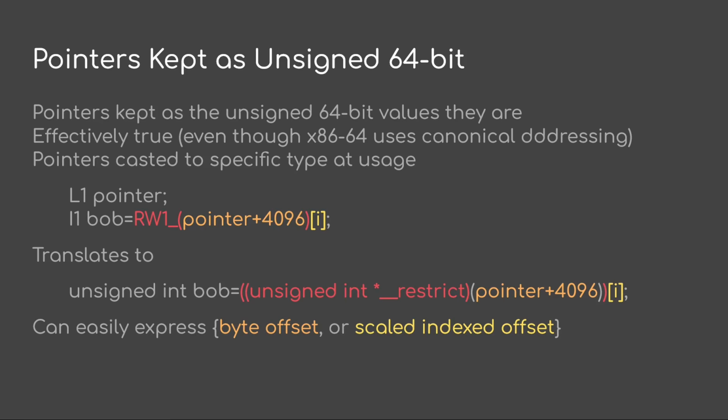I typecast pointers to the specific type I want to get at the point of usage, and I use a macro for that. So RW1 would give me a 16-bit 1-component value using a restricted pointer, and this macro supports 2 things. I can easily express a byte offset, for instance pointer plus 64K inside the parenthesis, and if I want to use a scaled indexed offset, I can also do that too, because instead of using the actual star, I use the bracket 0 bracket or the bracket index bracket in this case.